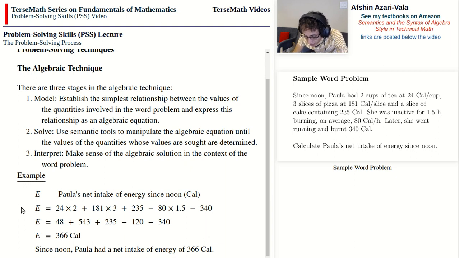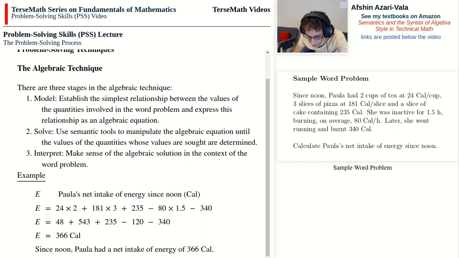The second line is pretty interesting, and you might have a gut feeling as to how I put it together, but you might still not feel quite comfortable about me doing what I did when I did 24 times 2, and then I did 181 times 3, then I jumped over here and did 80 times 1.5, and you might wonder how can you make those decisions as to what needs to be done before we do the additions and subtractions.